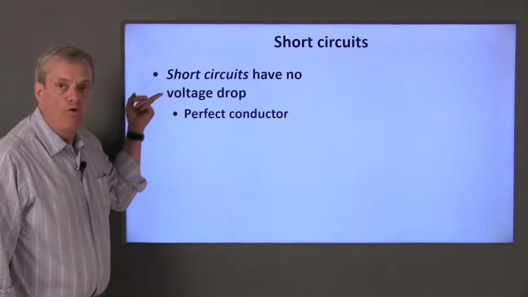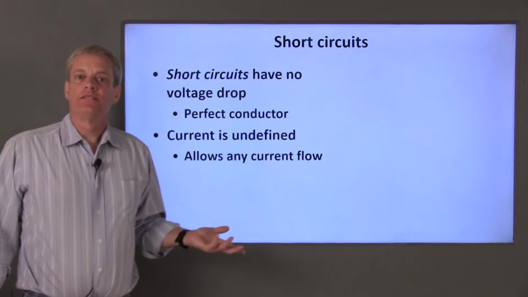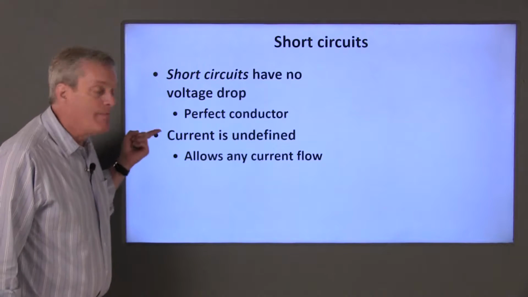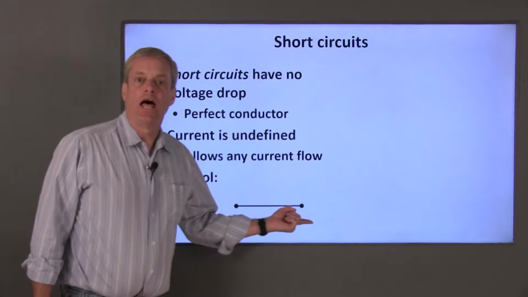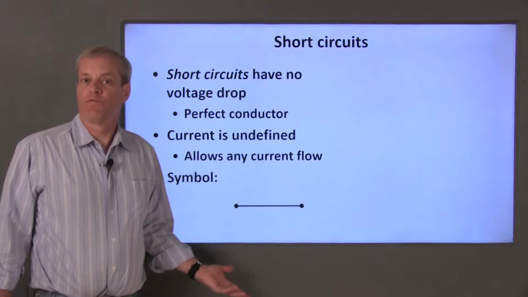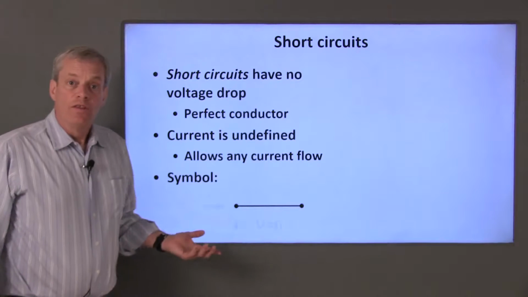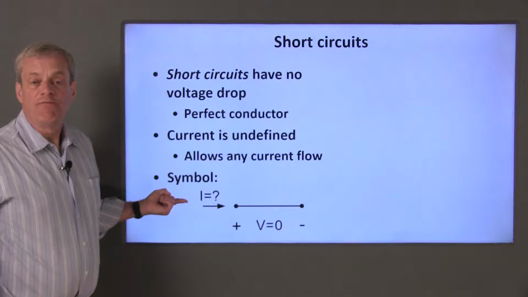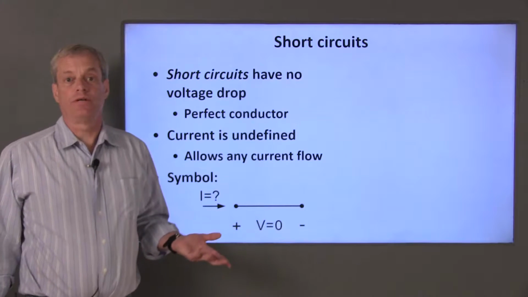A short circuit has no voltage difference between its terminals, which is exactly the same as a perfect conductor. Since there's no voltage difference, no energy is required to move charge through a short circuit, so any amount of current can flow through the short circuit. The circuit symbol for a short circuit is just a line or a wire connecting its terminals. It's the same symbol we already used to indicate the perfect conductors that interconnect our elements, since they're mathematically exactly the same. The voltage difference across a short circuit is zero, but the current that flows through it is not defined. The current through the conductor is set by the other circuit elements that are connected to the short circuit.